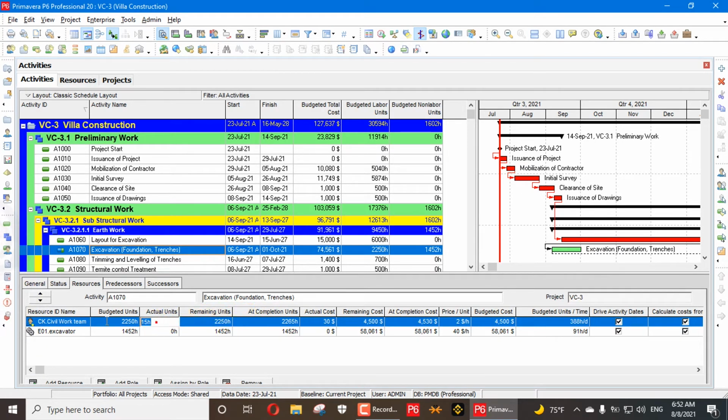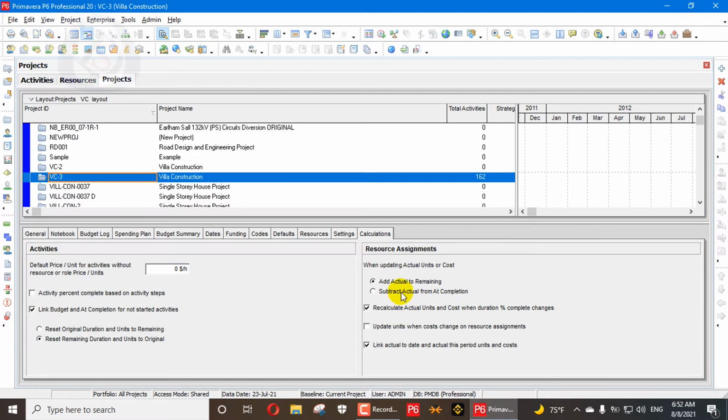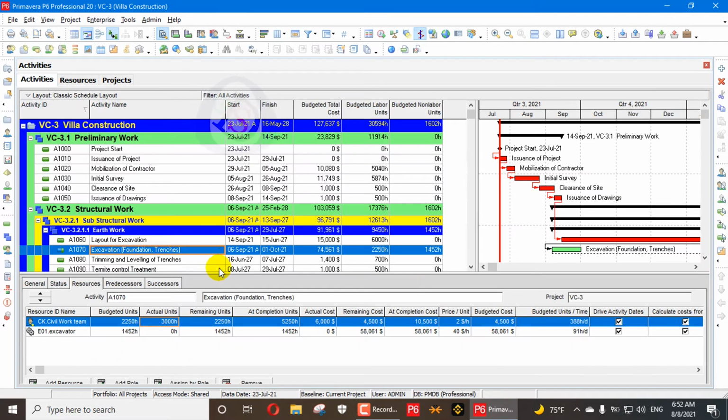If I say 3000 of my actual has been done, it accumulates here in at completion units. So at completion units are always increasing while I am adding this. If I use this type of setting, add actuals to remaining, then whenever I add actuals here or any remaining here, for example I add here 1600, then you can see 4600 updated.